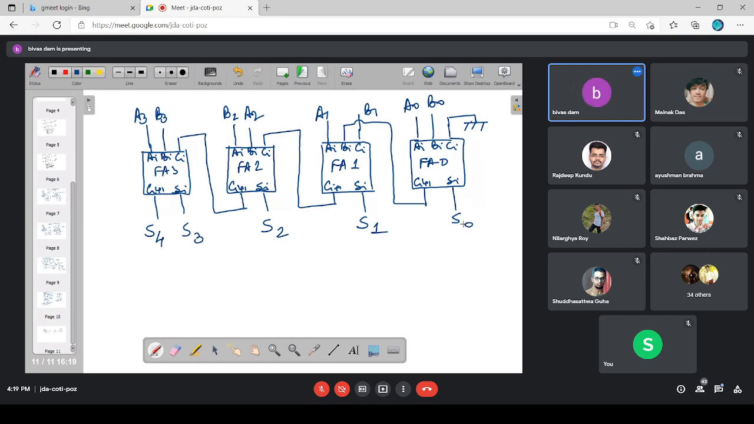Do you accept this connection? Do you accept this connection? Sir, in FA1, why did BI go from there? Yes sir, that should be CI, sir. So this is not acceptable, isn't it? Similarly, here, is this acceptable? No, sir. It is reversed, sir. So they must be different.